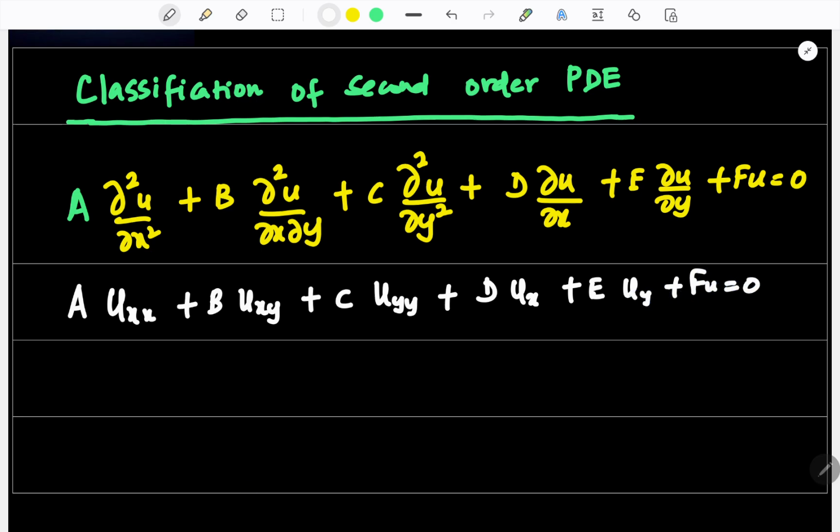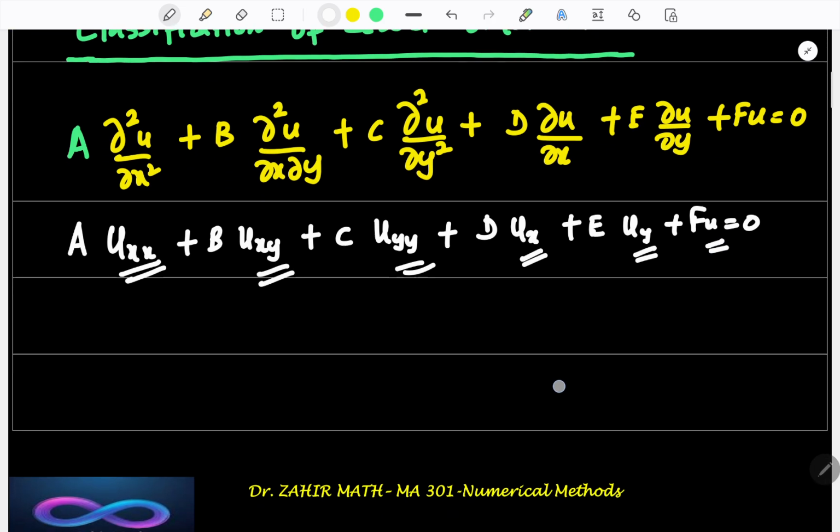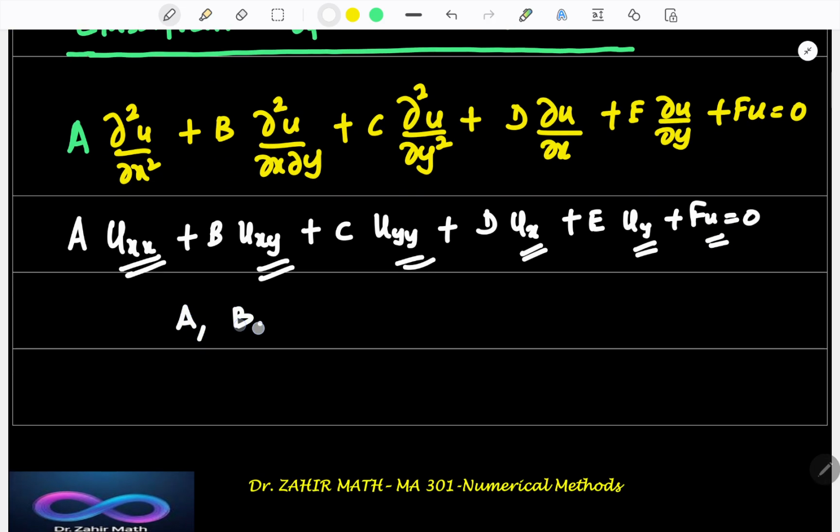What is uxx? Second order partial derivative with respect to x. This is uxy, second order, first with respect to x, next with respect to y. Similarly, this one is the second order partial derivative with respect to y, both. This is first order partial derivative with respect to x, first order partial derivative with respect to y, and this is a function, equal to 0. What do you mean by A, B, C, D, E, F? Suppose if it is G, it is non-homogeneous, but it is a homogeneous equation, so leave that matter. Let us keep it equal to 0 only. A, B, C, D, E and F are functions of x and y.